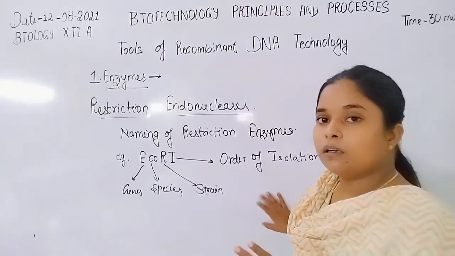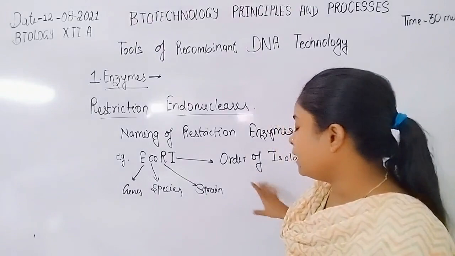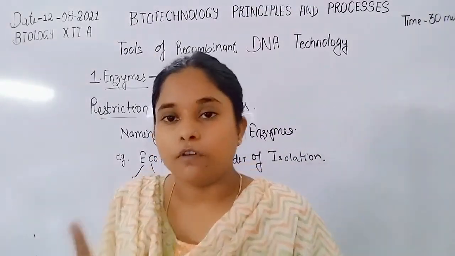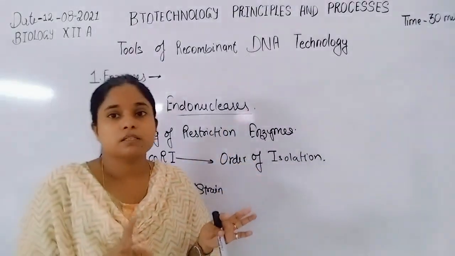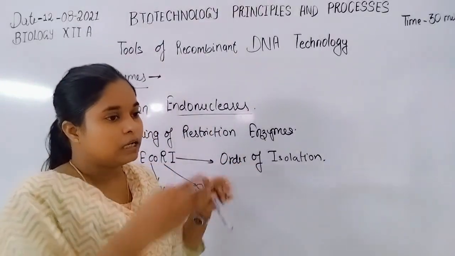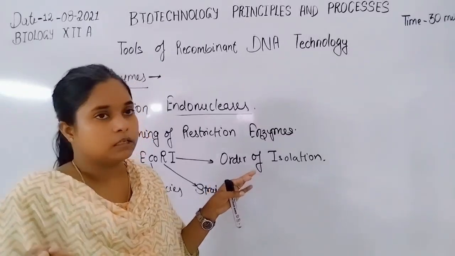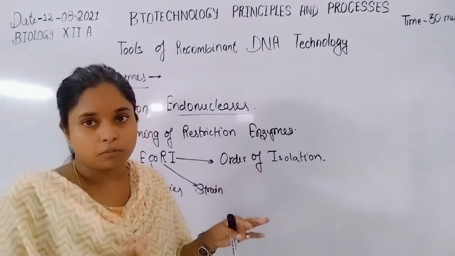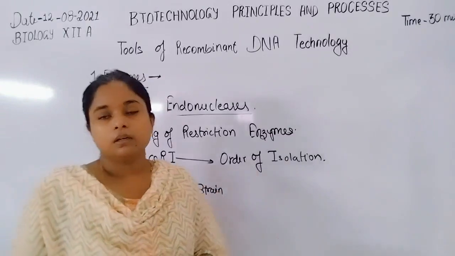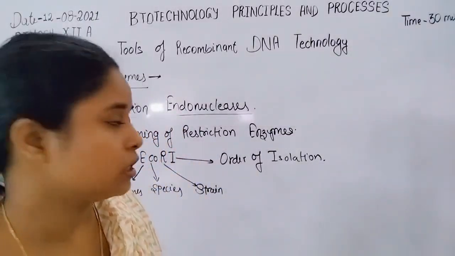EcoR first cuts the DNA at a specific region, breaking the phosphodiester bond between G and A, but does not cut the DNA anywhere G and A are present. They only recognize the palindromic sequence, and then cut the DNA at a specific region. So here is the overall summary of the restriction enzyme.